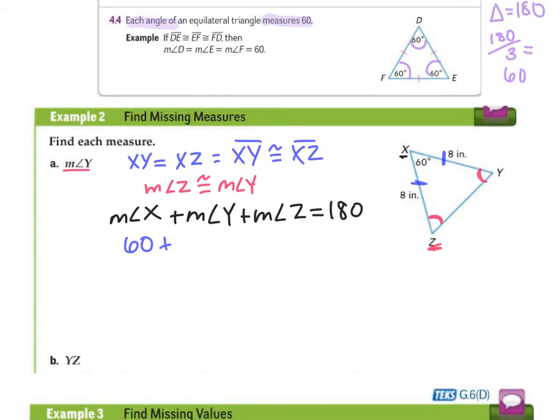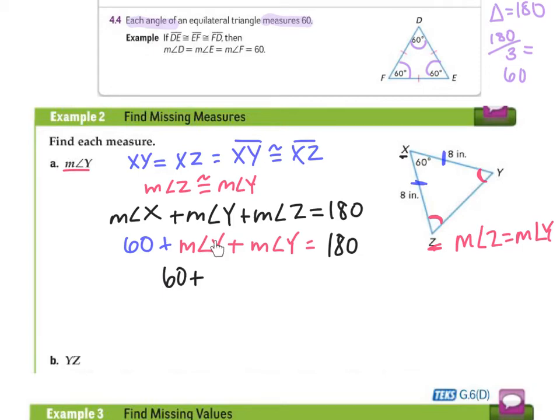So this is what we're doing. So 60 plus the measure of angle y plus the measure of angle y again, because remember, the measure of z is congruent to the measure of y, right? So that's going to give us a sum of 180. Okay, now we just add 60 plus combine like terms. So we have two measures of angle y.